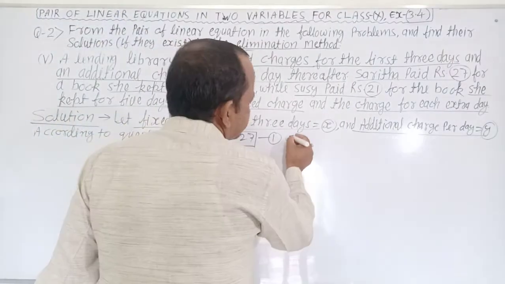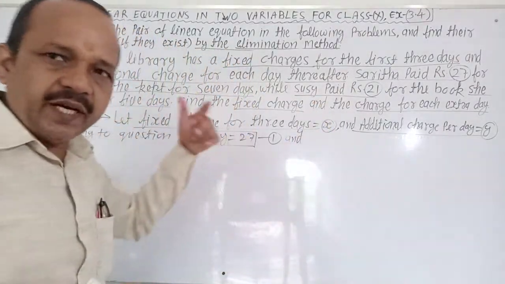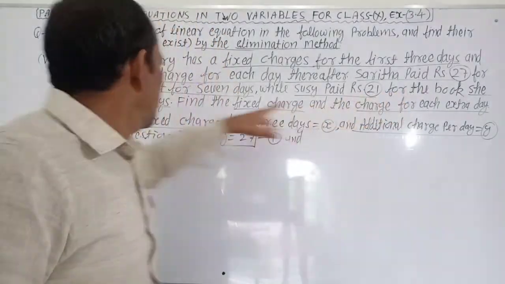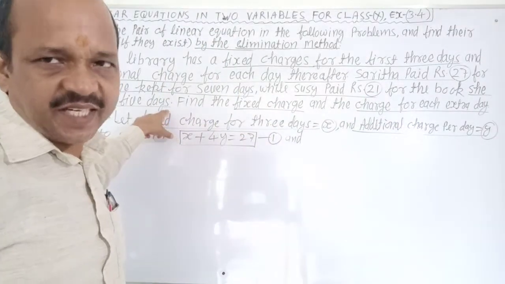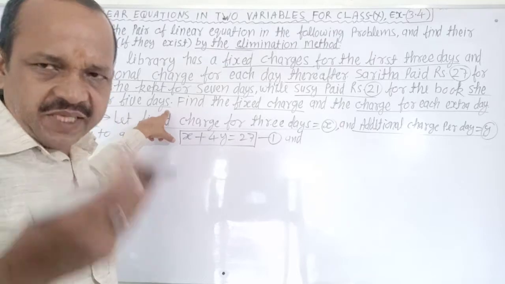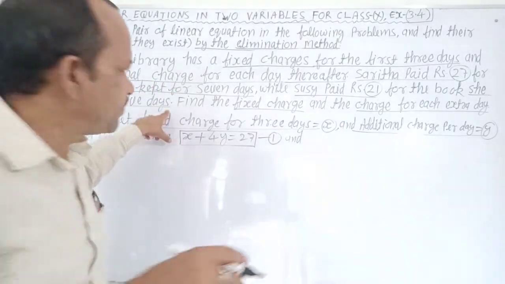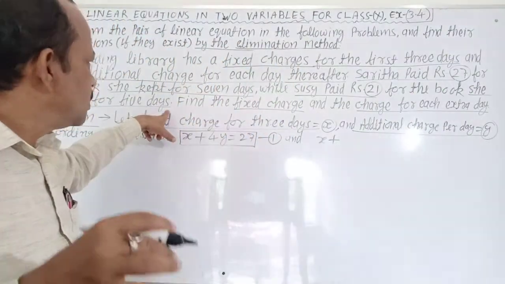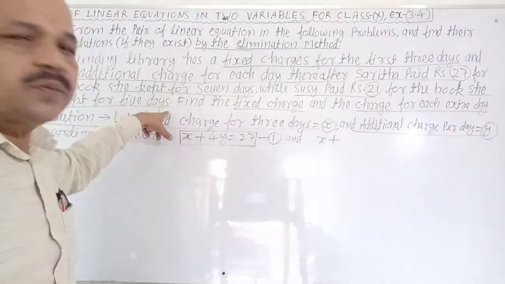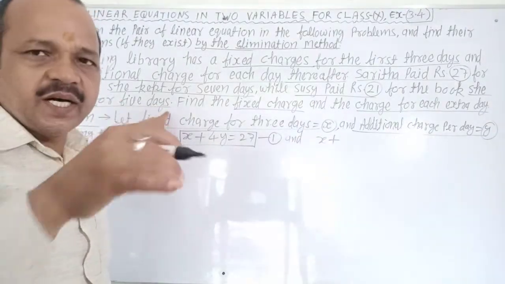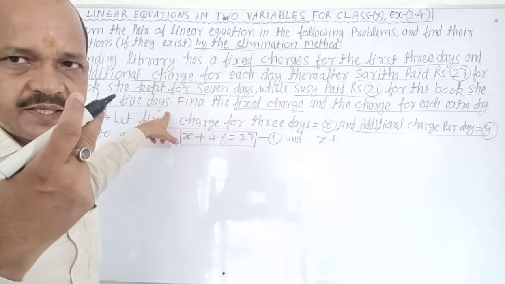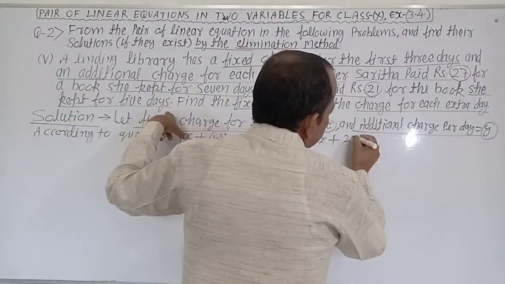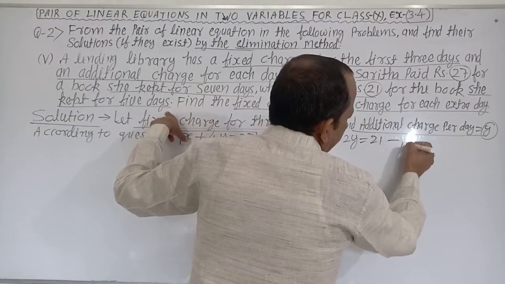And according to the second situation, Sushi paid 21 rupees for a book she kept 5 days. Fixed charge for the first 3 days x. Remaining days 2 days, because here total days 5. It means additional charge for 2 days 2y equal to 21. Equation second.